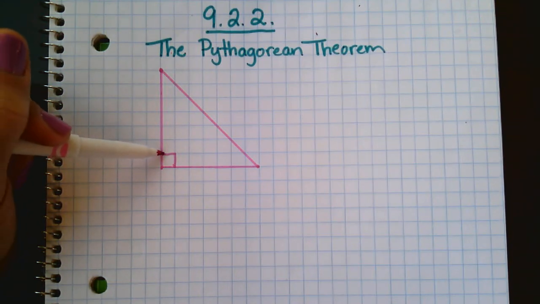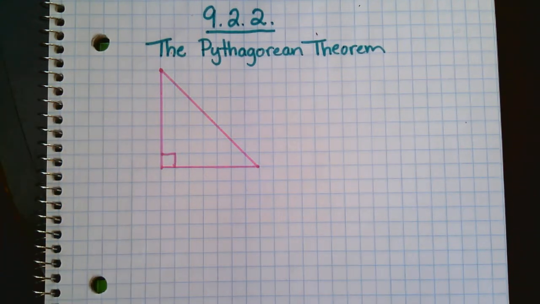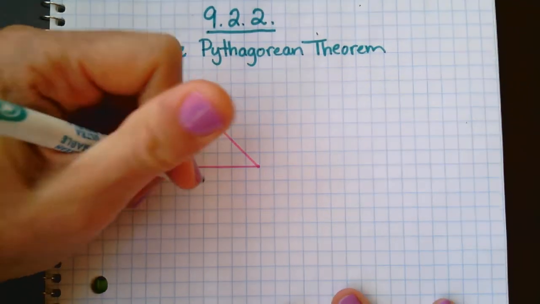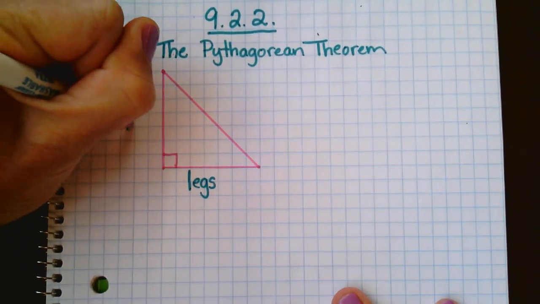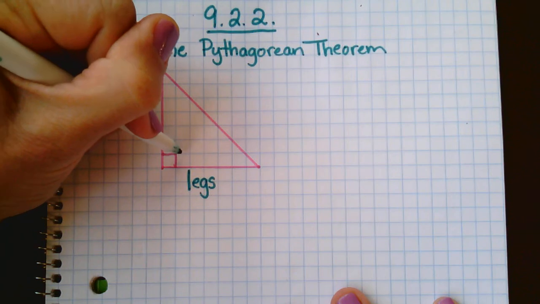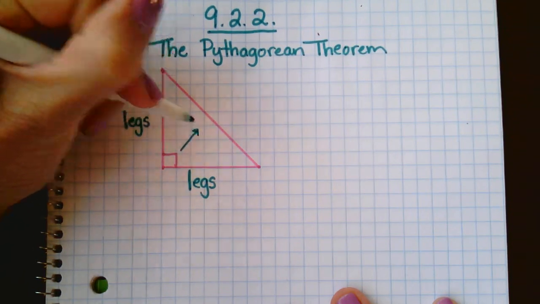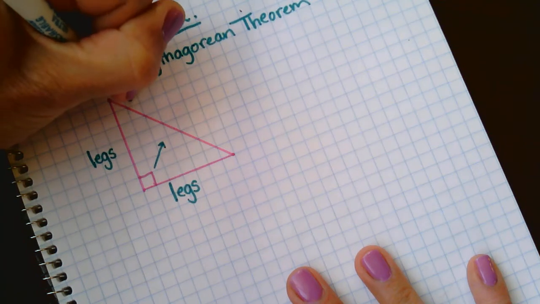Of course, a right triangle is a triangle that has a 90-degree angle in it, and it's indicated with this little square mark in the corner where the 90-degree angle is. In a right triangle, we obviously have three sides. The two shorter sides are called legs, and the longest side, which is always the side that is diagonally across from the 90-degree angle, is called the hypotenuse.